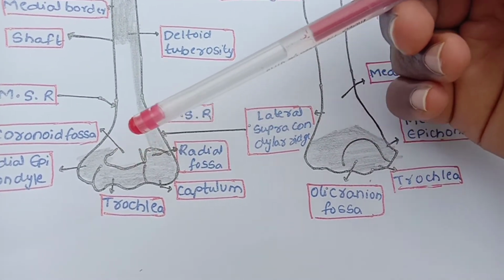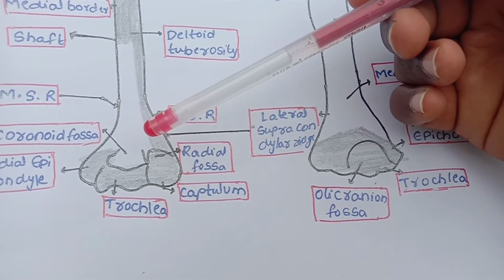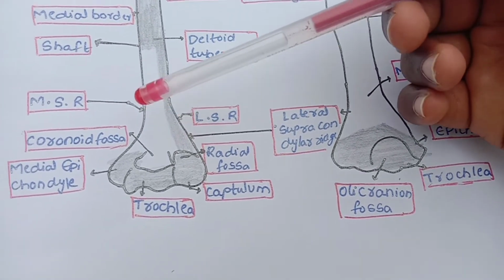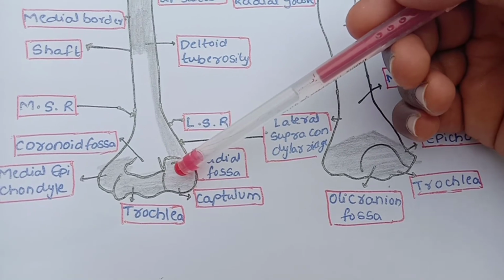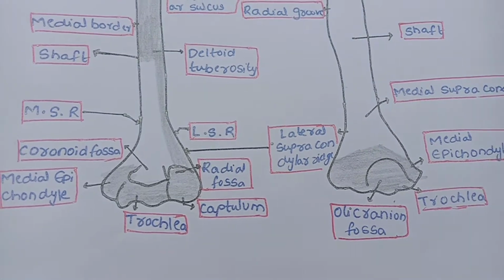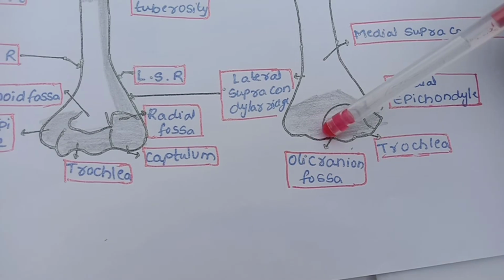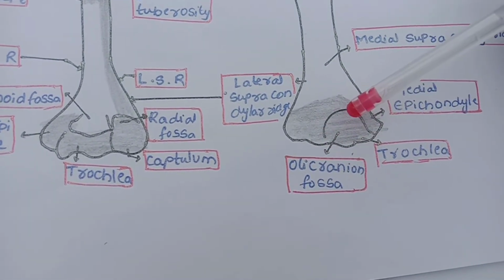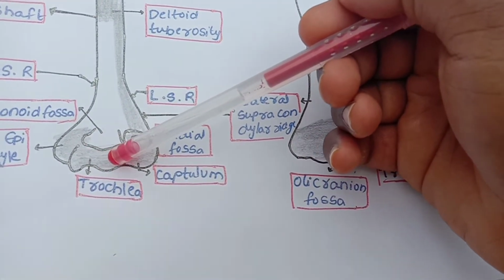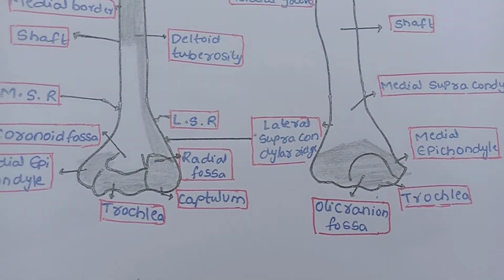The coronoid fossa is present just above the trochlea, and the radial fossa is present just above the capitulum. The olecranon fossa is present just above both the capitulum and the trochlea. You will see this is the posterior side of the olecranon fossa, present just above both the trochlea and the capitulum. So this is the lower end.